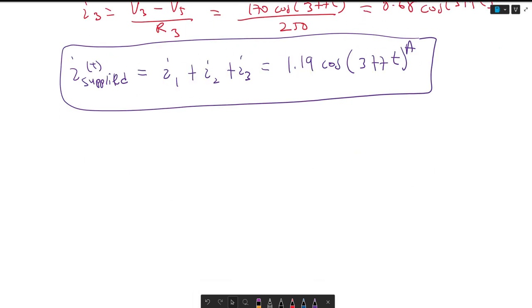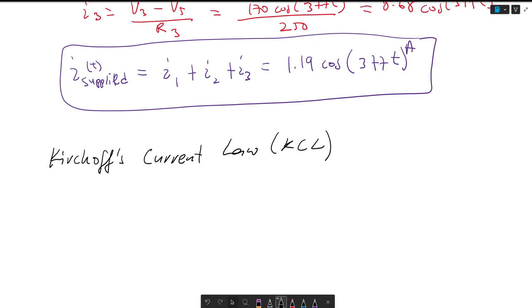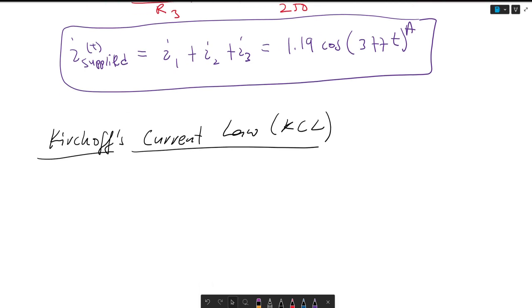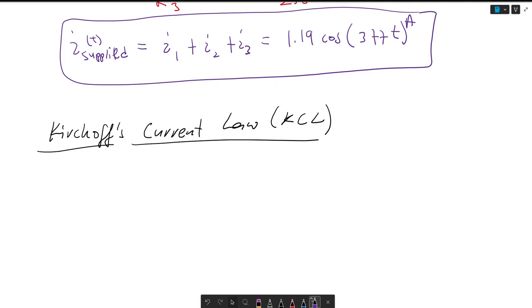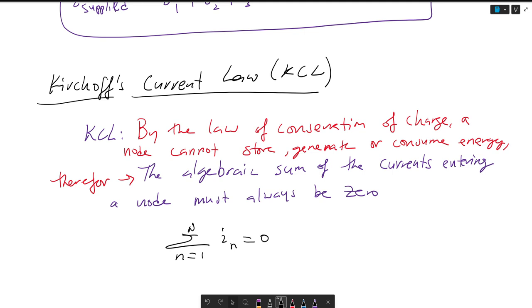With that being said, let's dive into Kirchhoff's current law. You will use this for the remainder of your electrical engineering careers, so it's very, very important to know how it's defined and what it is. So I'm going to define it now. This is the law.